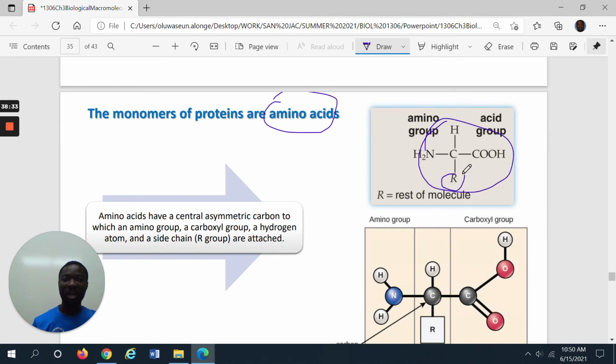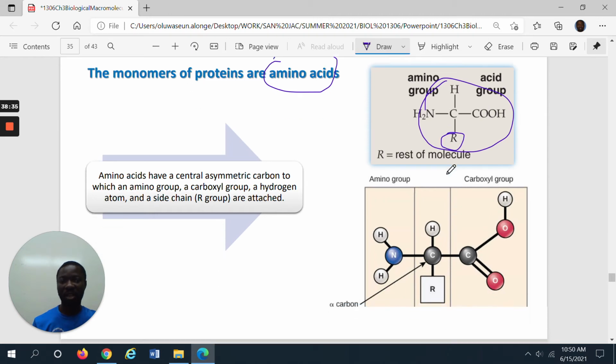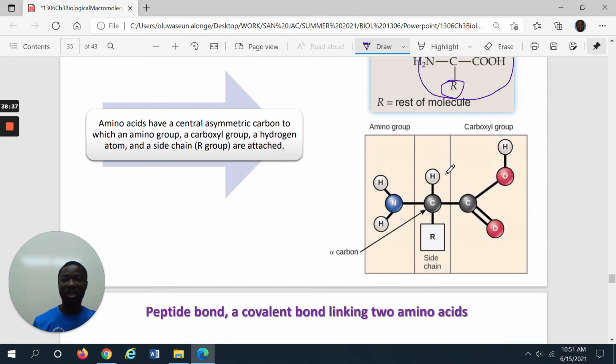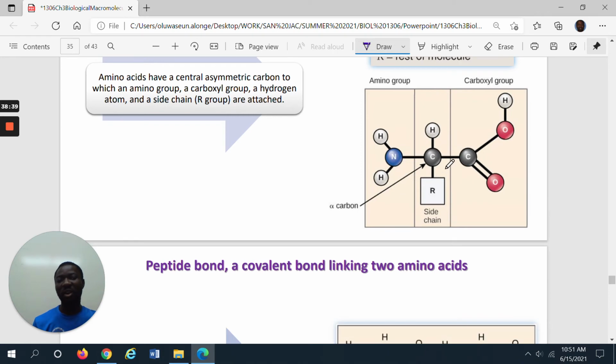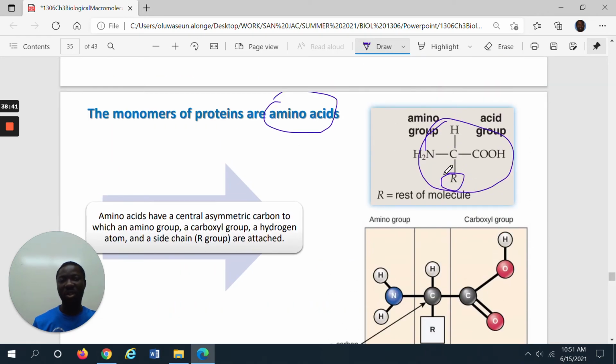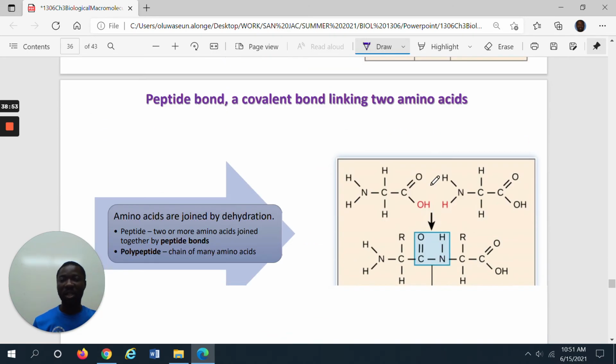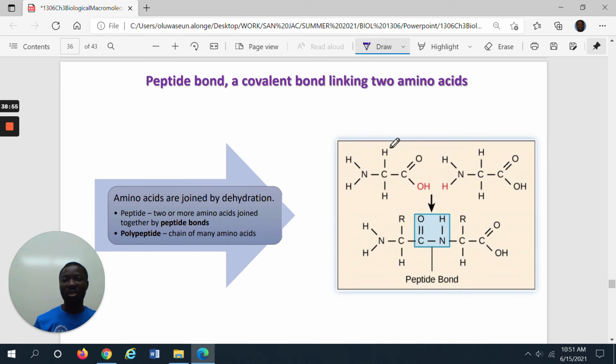This R here is the R group. It can be anything. We call it a side chain, so it can be as simple as H, which will be in glycine. It can be as simple as H2, or CH3, CH2, it can go on like that. All right, so now this is one amino acid. This is another amino acid.